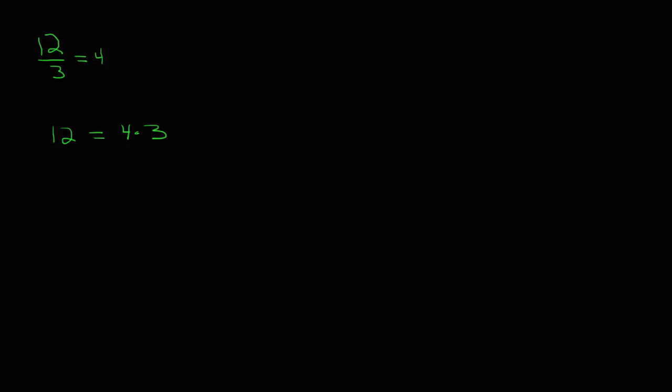So inside of every division problem, we can figure out the related multiplication problem by taking what we are dividing by and multiplying it by the answer to the division problem.